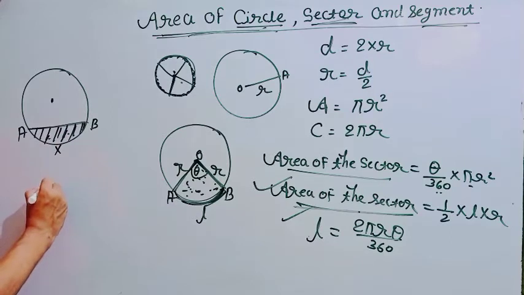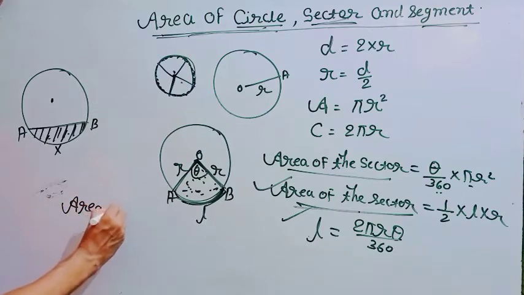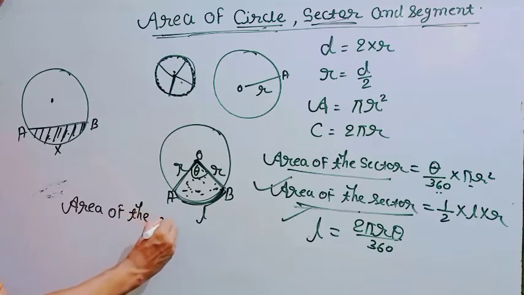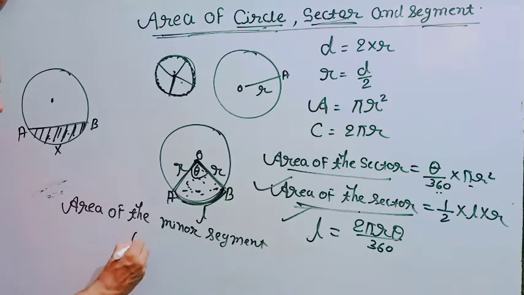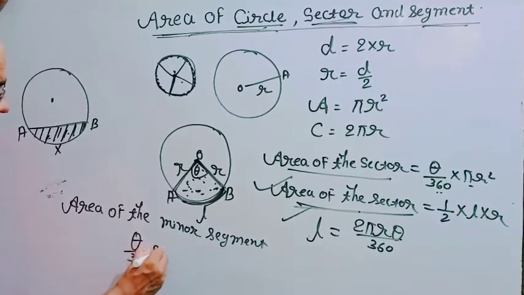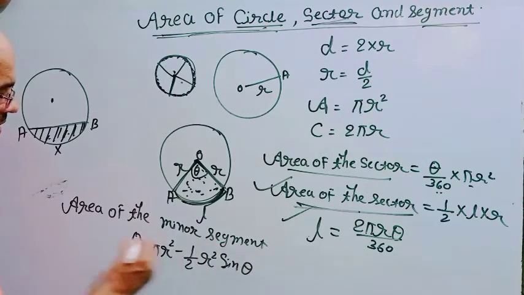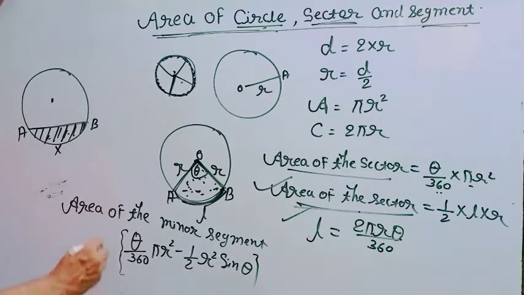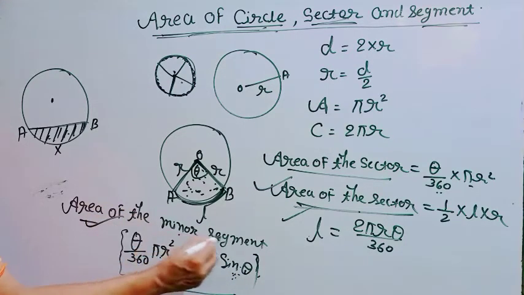So the formula: area of the minor segment is equal to theta by 360 pi r square minus 1 by 2 r square sin theta, where theta denotes the central angle, and you must remember the values of sin 30, 45, 60, etc. Then use the formula, and in an easy way you can find the area of the minor segment.